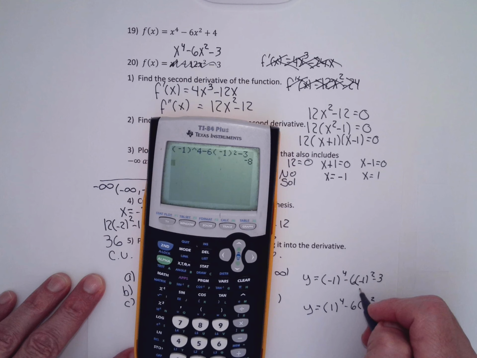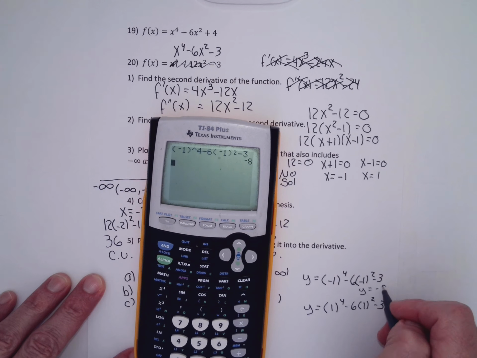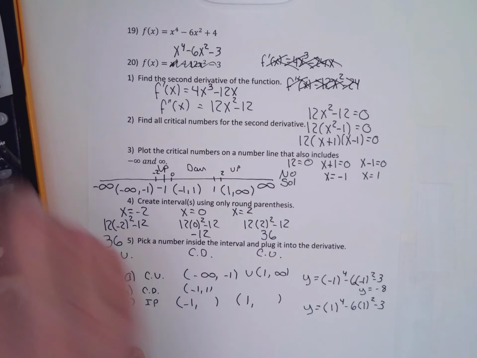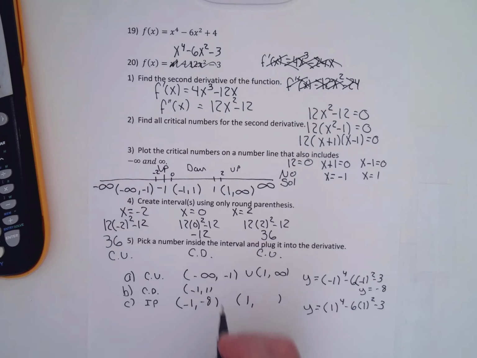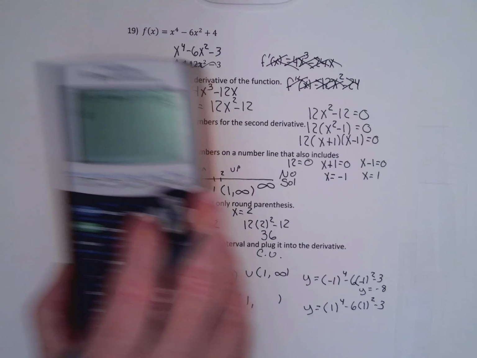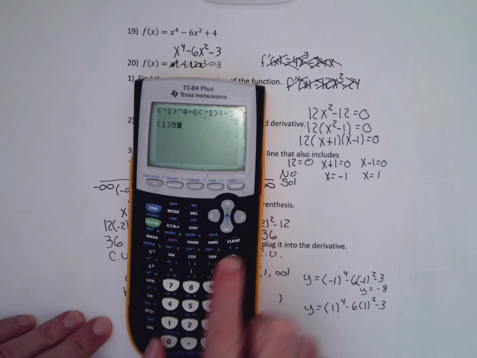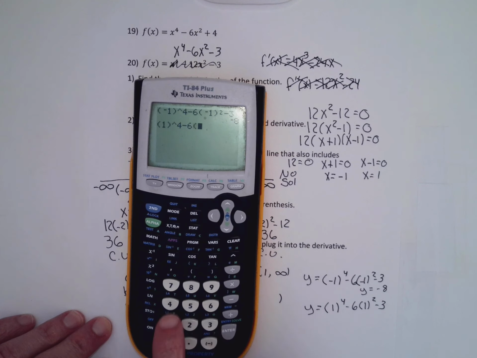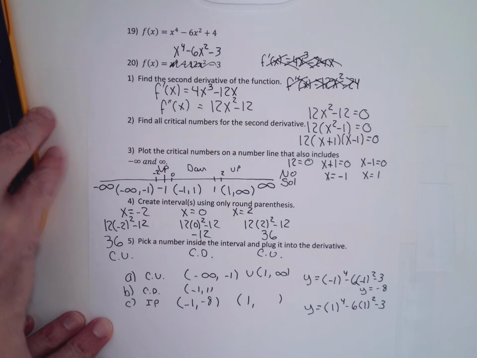The first point is going to be the inflection point of x equal to negative 1, y equal to negative 8. And the second one I think is going to be the same. 1 to the 4th minus 6 times 1 squared minus 3. I also get negative 8.